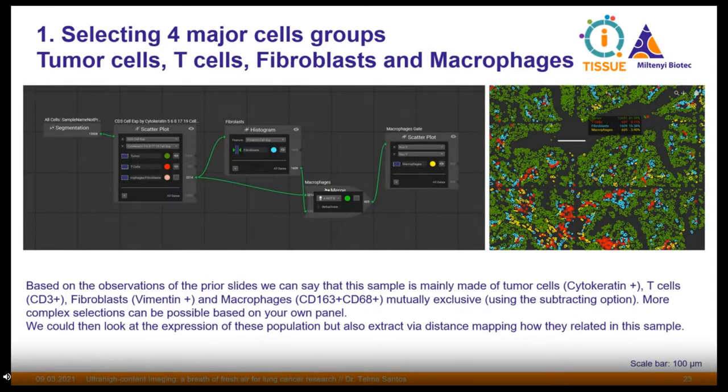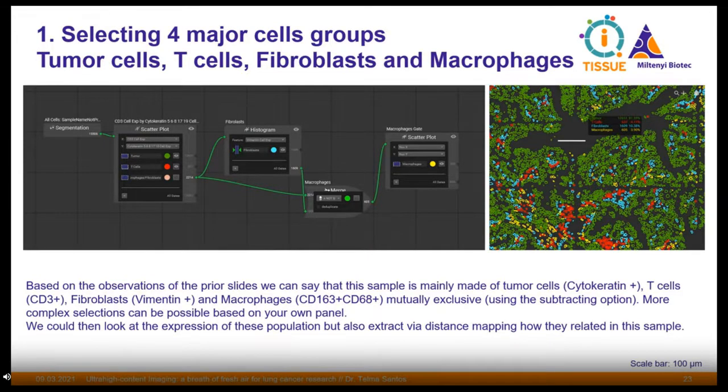So let me start with the first strategy. Based on the observation that was made by looking through the most common cell markers as we did before, I concluded that the adenocarcinoma sample was mainly constituted by tumor cells, T cells, fibroblasts, and macrophages. So in this strategy, I decided what kind of cells I wanted to look into and how I would group them. First, I started by doing a very simplistic gating strategy.